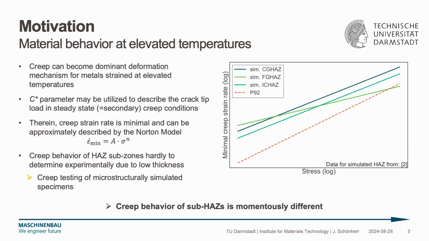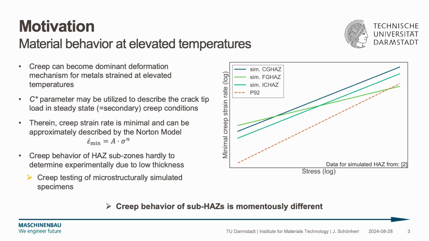If you're looking at the creep properties, this is just a schematic drawing we obtained from literature data from a former colleague of mine, fitted to the so-called Norton model. The Norton model is a power law model that is used to describe the minimal creep strain rate as a function of the stress. So it's comparable to the Ramberg-Osgood model, but as a strain rate formulation. If you plot it in a double logarithmic diagram, you get straight lines.